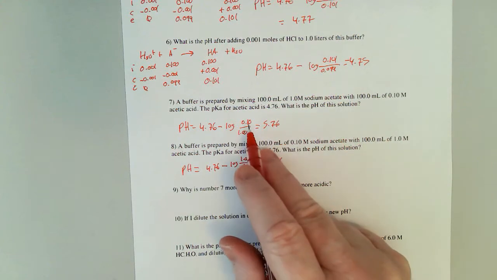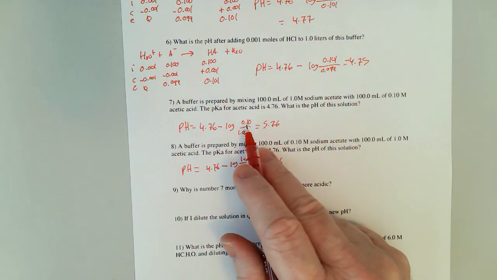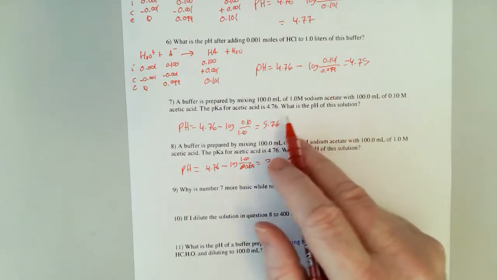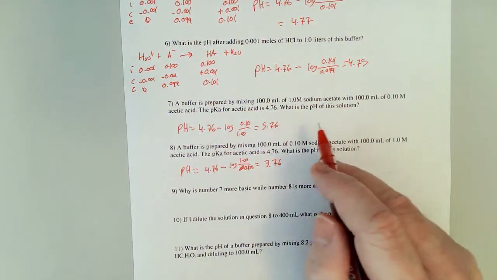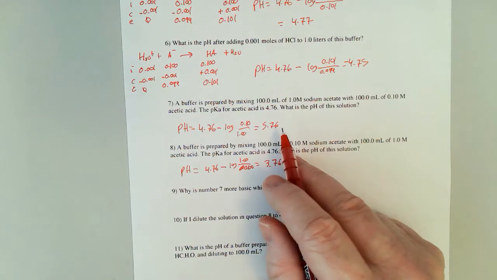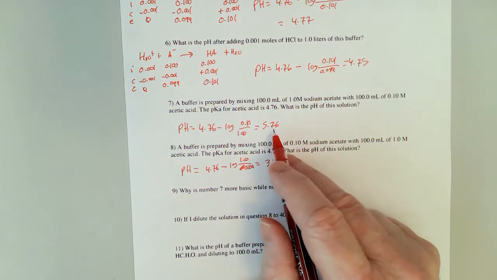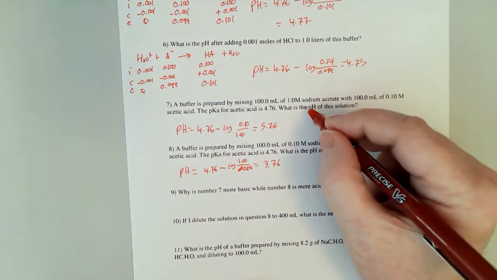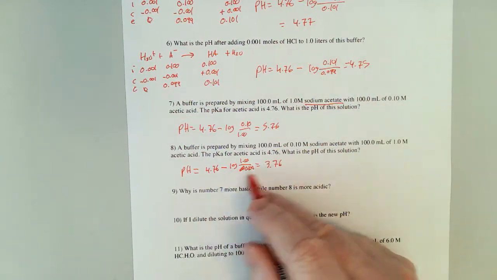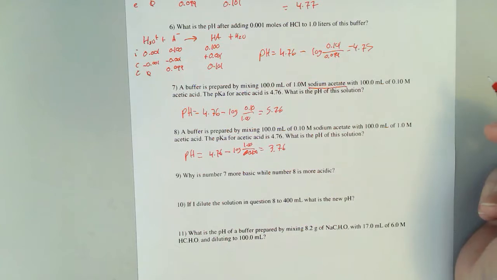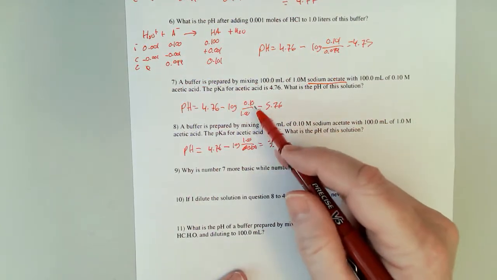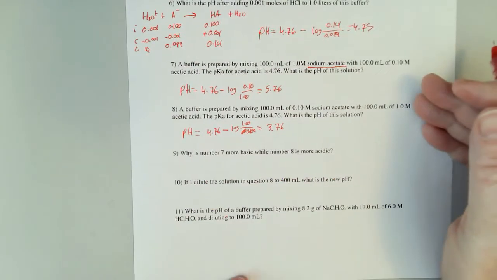Okay? Why is number 7 more basic? It's more basic because I have a greater concentration of acetic acid. Okay? Or, no, sorry, said that backwards. Forgive me. It's more basic because I have a greater concentration of sodium acetate. Why is this one more acidic? Because I have a greater concentration of the acetic acid. Okay? We do a lot of things with factors of 10. Makes for easy logarithms.